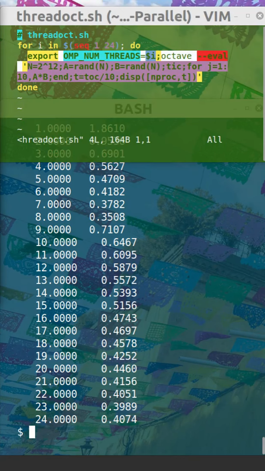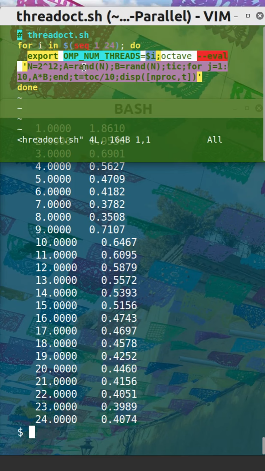Suppose I want to time Octave using a large matrix multiply for different thread counts. How do I do it? Here is the one-liner that you would put into a loop indexed by the thread count. Note you have OMP_NUM_THREADS as a variable, a bash variable that Octave uses to set its thread count. Then Octave evaluates this matrix multiply line, which measures the time it takes to multiply two 4096 by 4096 matrices 10 times, and then averages.